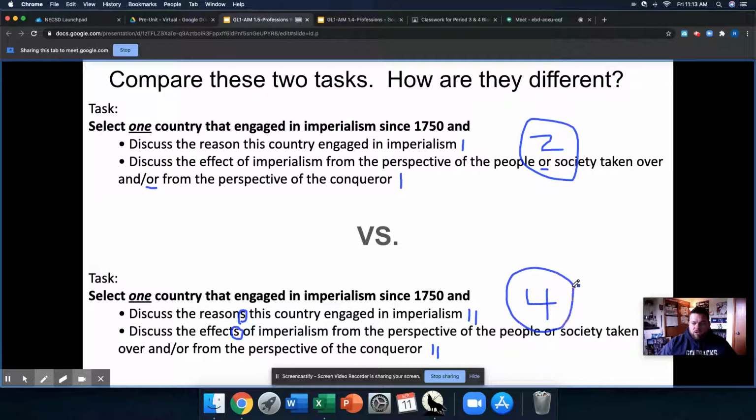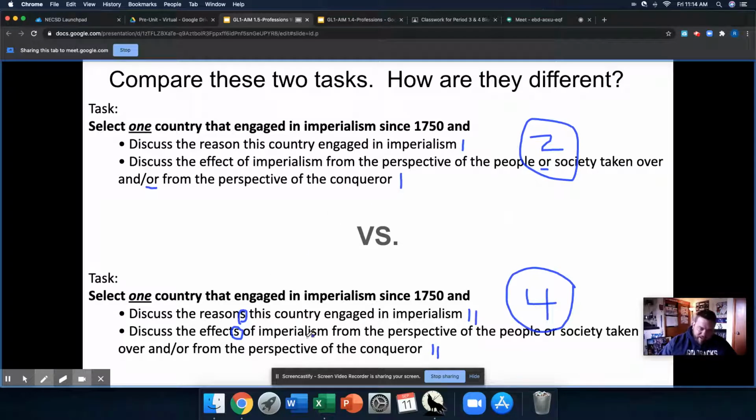Okay? So you need to include 4 different things in order to get full credit, where up here you only have to include 2. The mistake that a lot of students tend to make is they miss the letter S and they see this task down here and they only write 2 aspects. So this is the reason why I wanted to go over this.